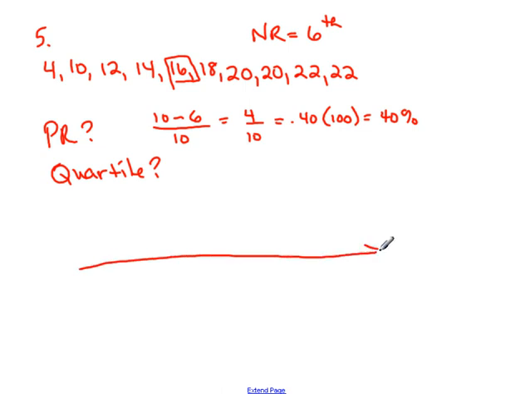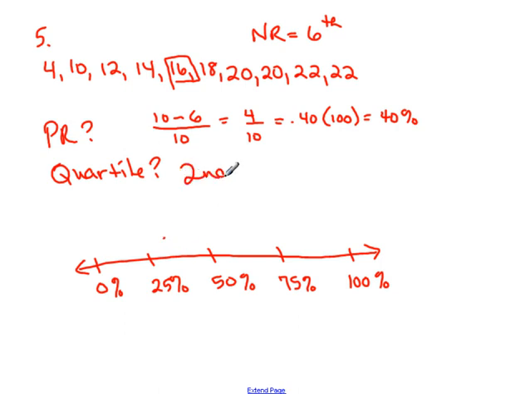Well, quartiles means to break the data into quarters. 0 to 25 is the first quartile, 25 to 50 is the second quartile, 50 to 75 is the third quartile, and 75 to 100% is the fourth quartile. So if Tracy scored at 40%, that's between 25 and 50%, so she scored in the second quartile, because this is first, second, third, and fourth. Okay?